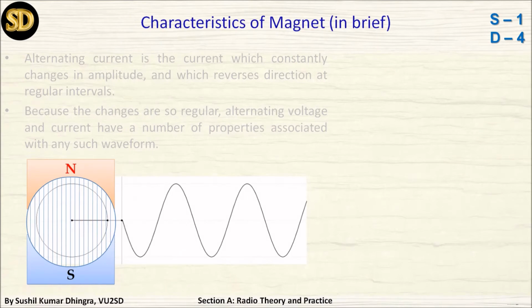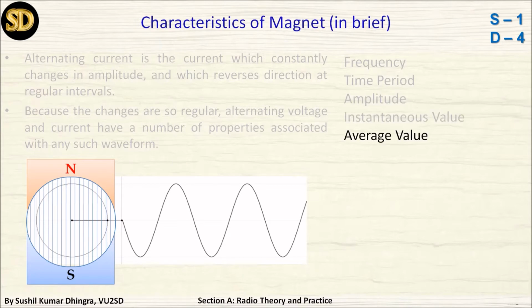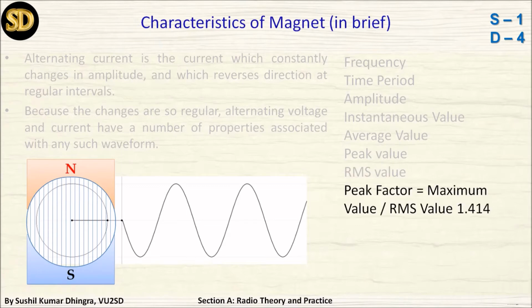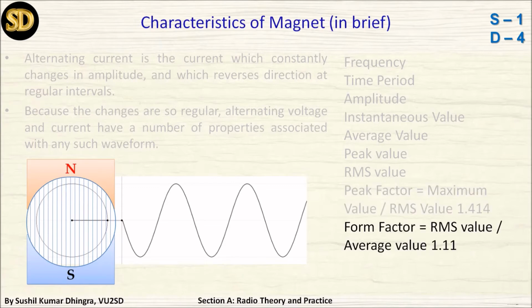In these terms, you are going to understand frequency, time period, amplitude, highest value, instantaneous values, average values, peak values, RMS values, and peak factor, which is the ratio of maximum value to RMS value, equal to 1.414. Just remember it because it sometimes comes in the exam. Form factor is also a ratio, of RMS value to average value. This is equal to 1.11. Note it down. This is very important.